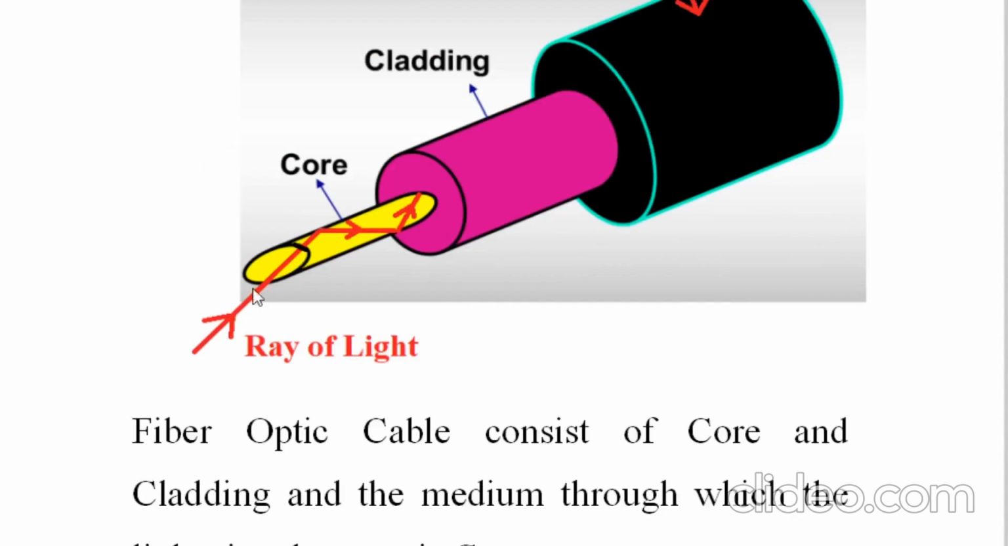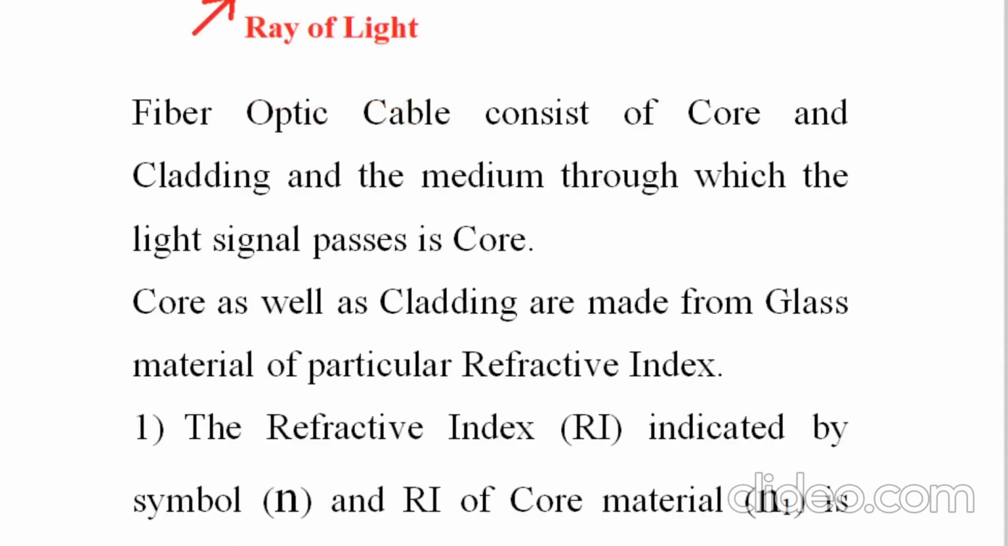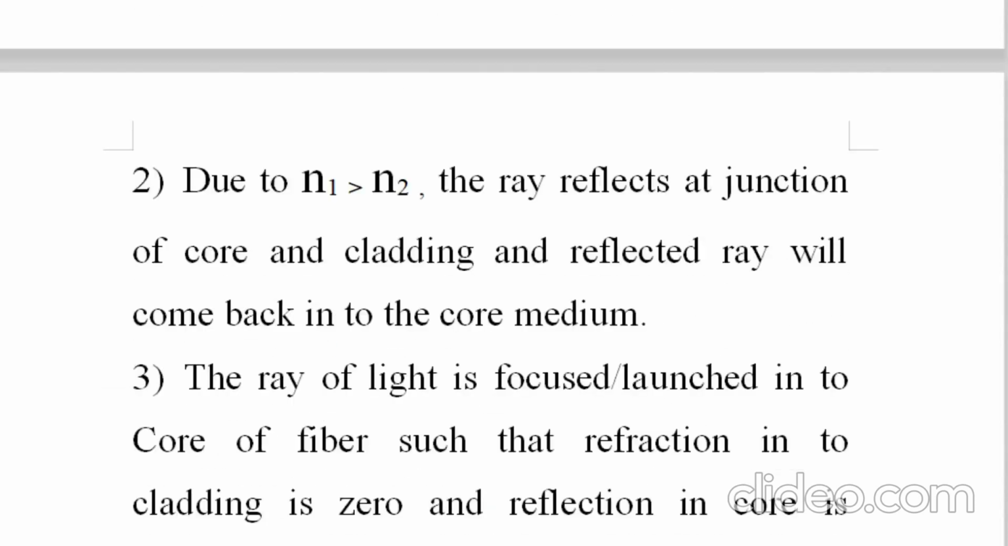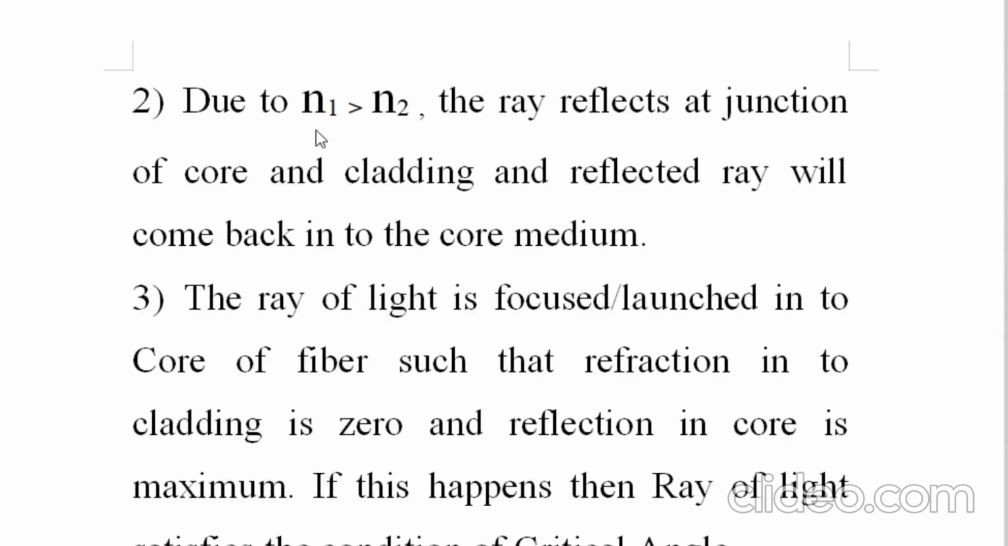Always we launch the ray of light into the core. Core as well as cladding are made from glass material of particular refractive index. The refractive index is indicated by the symbol n, of course small n, and refractive index, henceforth we will write RI. Refractive index of core material n1 is greater than refractive index of cladding material n2. This is an important factor: core material's refractive index n1 is always greater than cladding material's refractive index n2.